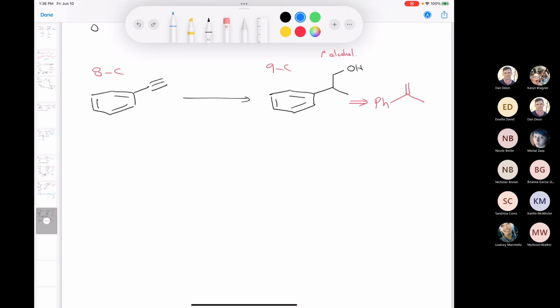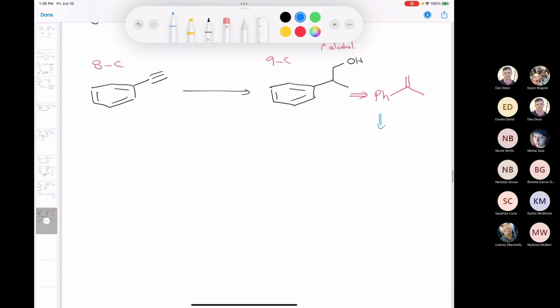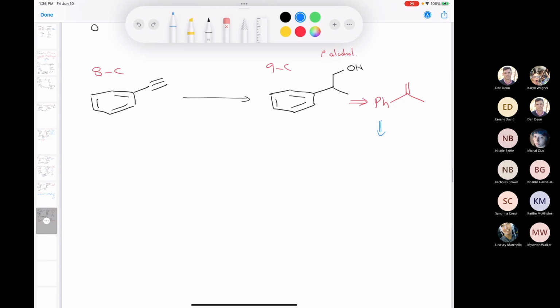And I know you're still studying for the quizzes and everything, so I don't expect you to know the answer to everything right this minute. But here's what I consider to be the key step. I mean, primary alcohol, again, not many ways to make a primary alcohol.